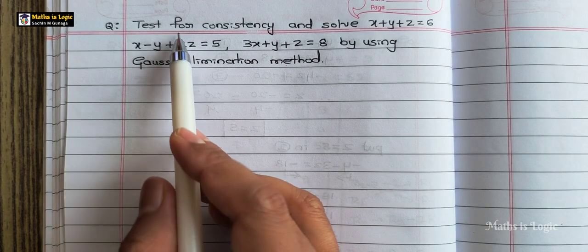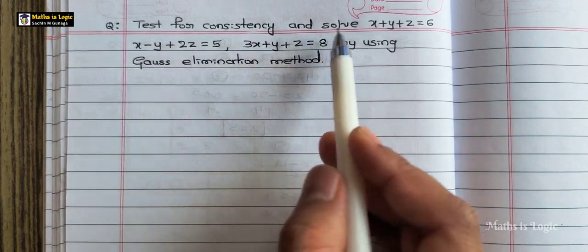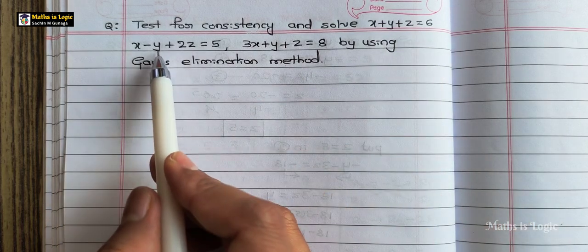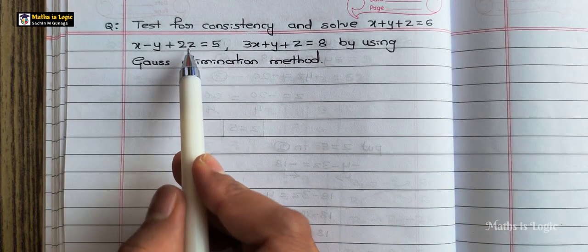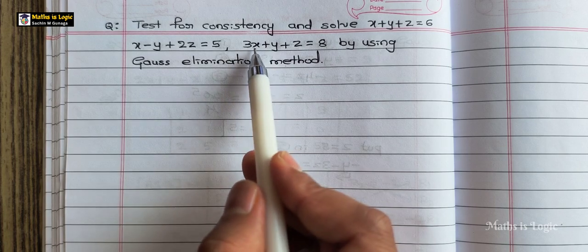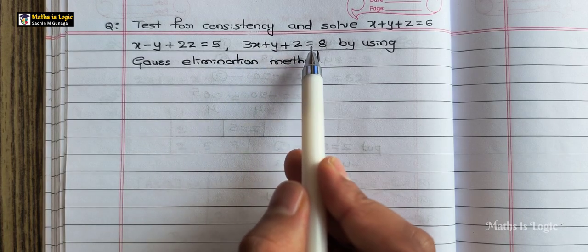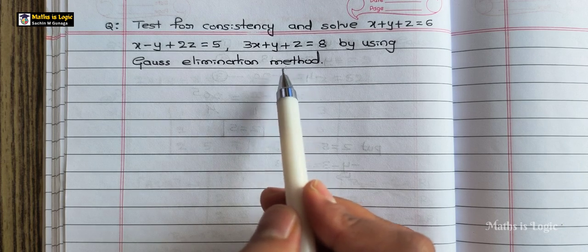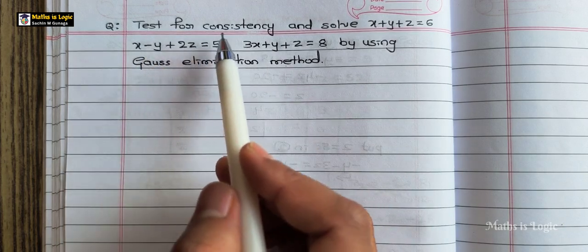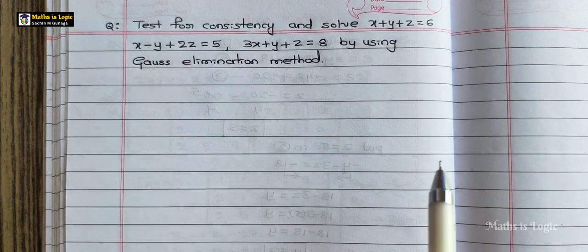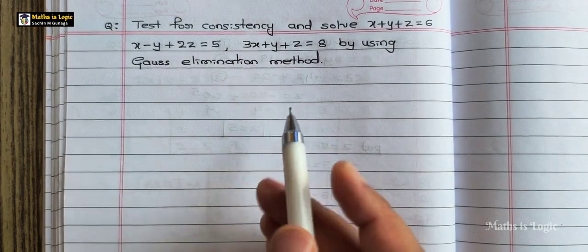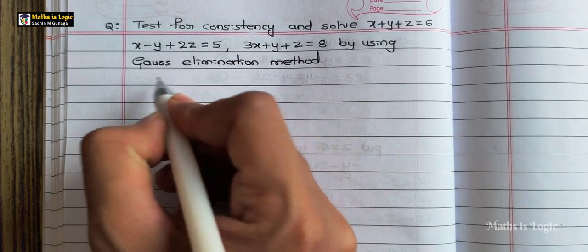Next example, test for consistency and solve x plus y plus z is equal to 6, x minus y plus 2z is equal to 5 and 3x plus y plus z is equal to 8 by using Gauss elimination method. So to test the consistency, first the given equations we should write in matrix form. So what is that matrix form?